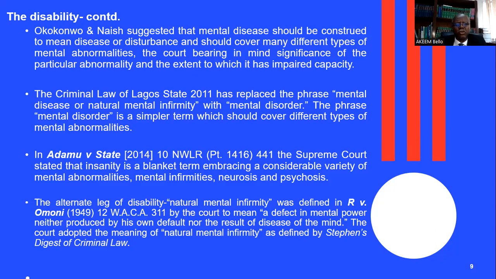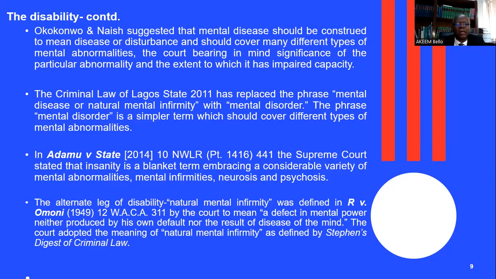So we should not be discouraged by the rather ambiguous term mental disease or natural mental infirmity. The court has said these terms are wide enough to embrace a number of mental abnormalities, mental infirmities, neuroses, and psychosis. These are terms that medical people are quite familiar with, and they are able to explain how these actually play a role in affecting the mental capacity of the offender.